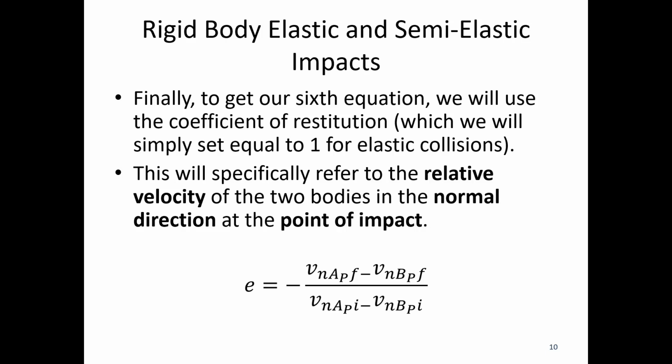So what that's going to look like, our coefficient of restitution e is going to be negative the normal velocity of body A at point P final minus the normal velocity of body B at point P final, over the same thing basically for the initial conditions. So this is a lot to deal with. There's a lot of subscripts in this piece here. But again, it is the normal velocities. It is body A and body B, initial and final. And this is our final equation for the impact.